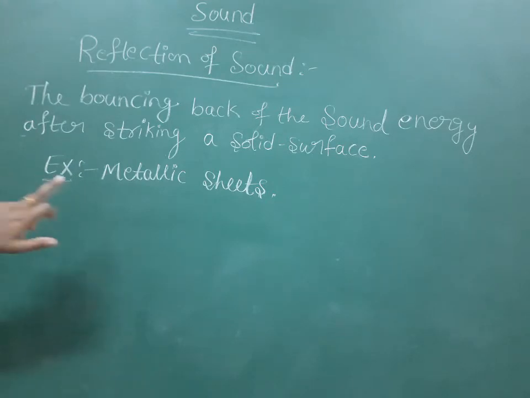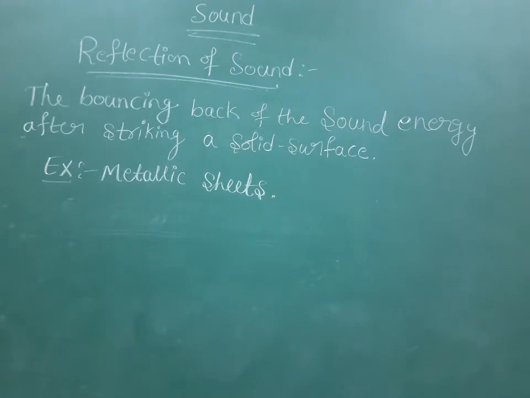So the best example is metallic sheets, which are very good reflectors of sound. Similarly, wood, cloth and rubber are very bad reflectors of sound. They are good absorbers. And one more thing, the degree of reflection of sound depends on the nature of the striking material. Striking material, which one? That is iron or copper or any other metal. So the degree of reflection of sound depends on the nature of the striking material.